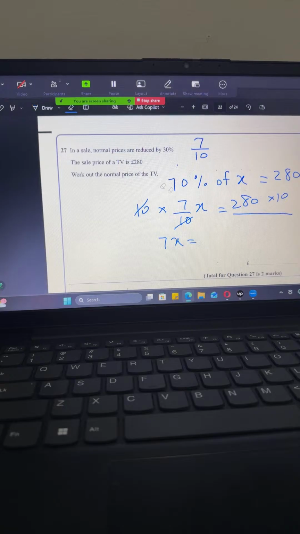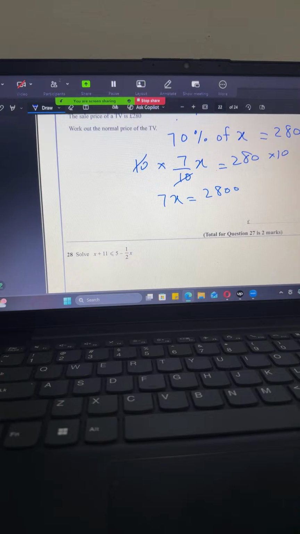280 times 10, which is 2,800. Now what is going to be our next step? Since 7 is multiplying on the left hand side, right? We need to get rid of that. We have done a problem similar to that. So we just do 7x divided by 7. Well done. And this on both sides, right? Can you tell me what is 2800 divided by 7?